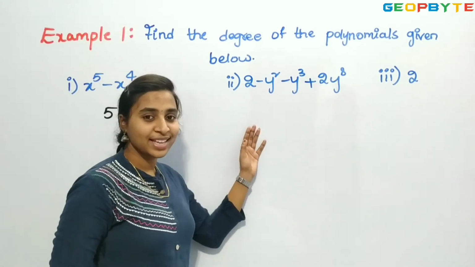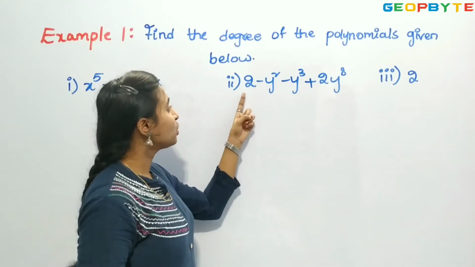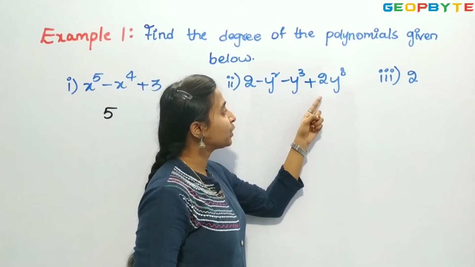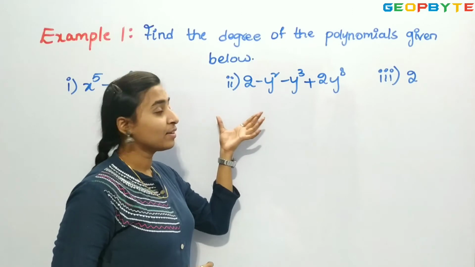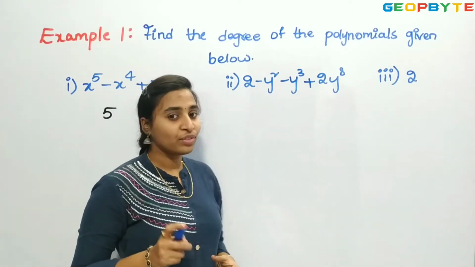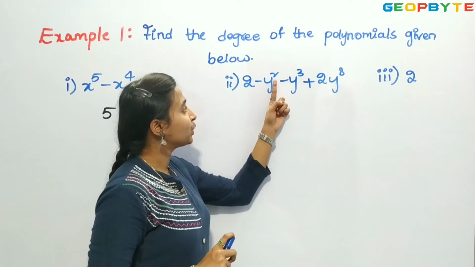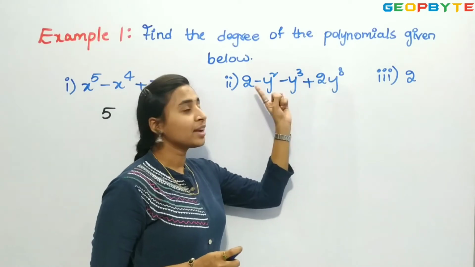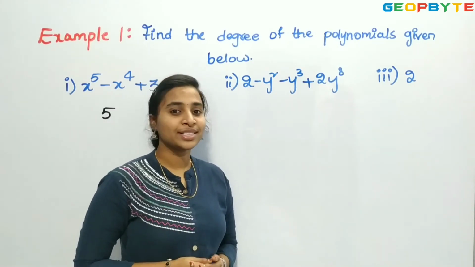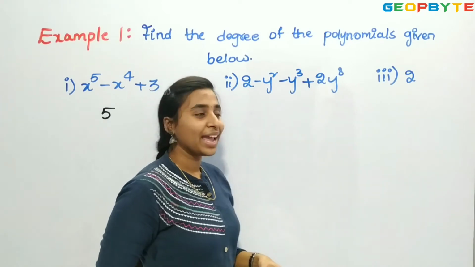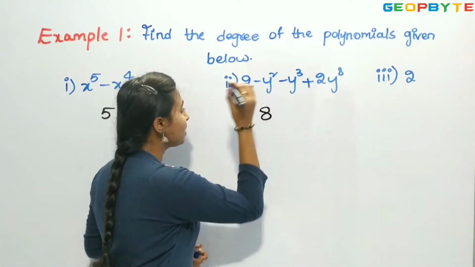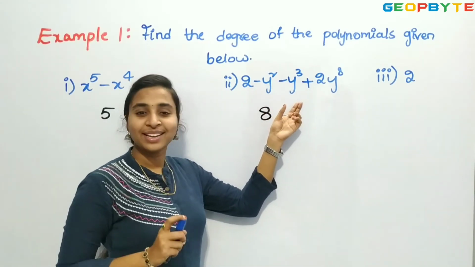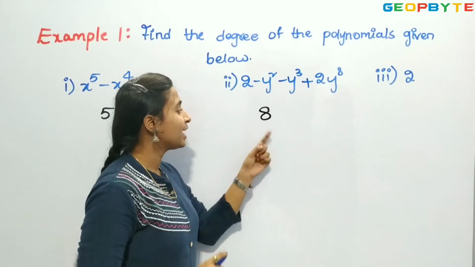Now, let us see the second polynomial. Here we have 2 minus y square minus y cube plus 2 into y power 8. Here we have variable y. For y, we have powers 2, 3 and 8. Among these 3 digits, which one is bigger? 8. So, 8 is the degree of the polynomial. For this polynomial, the highest degree, that is the degree of the polynomial, will be 8.